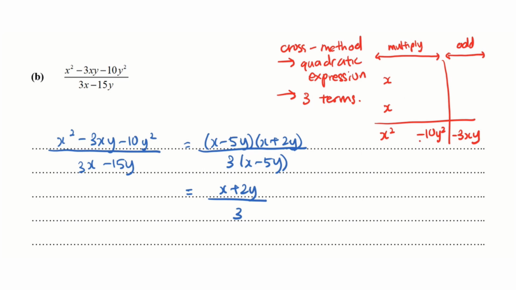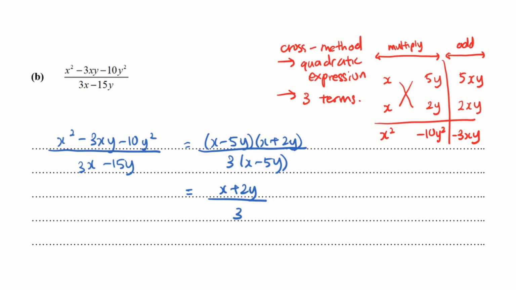Typically, I will ignore the minus sign first. I will think about the combination that will give me 10. So perhaps I will choose 5y and 2y. y times y will give me y squared, 5 times 2 will give me 10. Then I know that I need to do a cross here. Crossing, I will have x and 5y, so I will get 5xy. x and 2y, I will get 2xy.